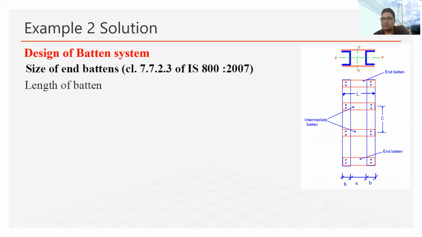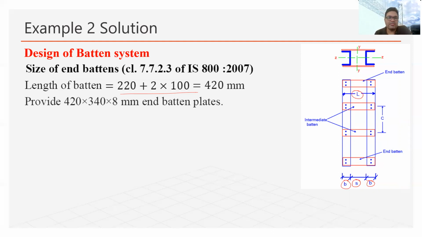Similarly, the length of the batten will be up to the edge, both edges. So L will be the sum of S plus 2 times B. So L will be 220 plus 2 into 100. So this becomes the length of the batten, which is 420. Similarly, we can say that we are providing the end batten of this size. So this is the L, this is the overall depth, and this is the thickness. So this is the size of the end batten.